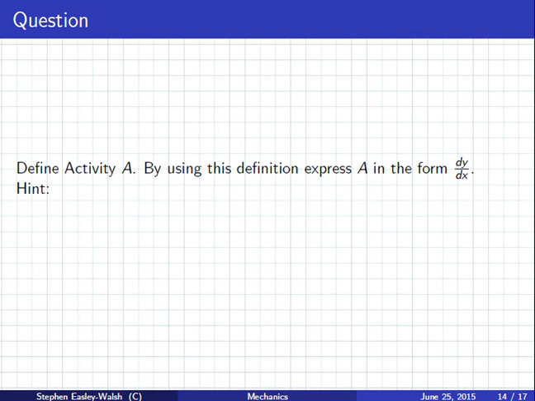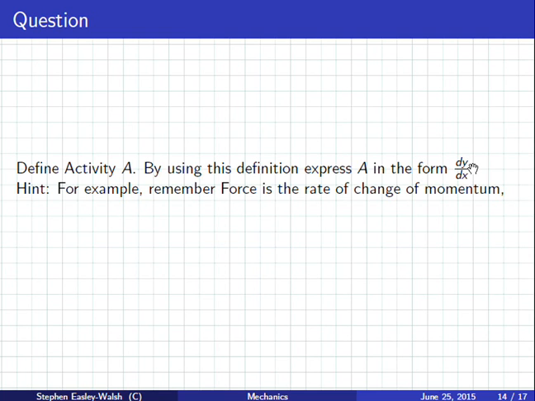Alright, so this one here, a little bit tricky. I want you to define activity A. But really what I want you to tell me is the definition of activity using things like dy dx. And what I mean by this, I'll give you an example: force is the rate of change of momentum. So what would that be as a derivative? D what over d what?